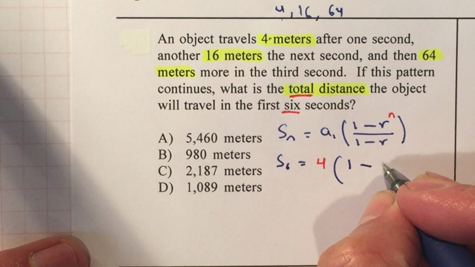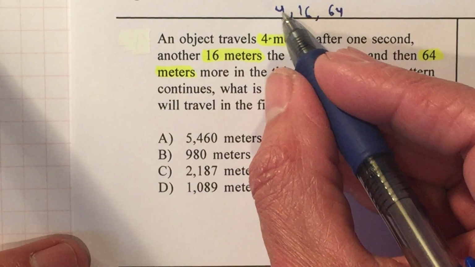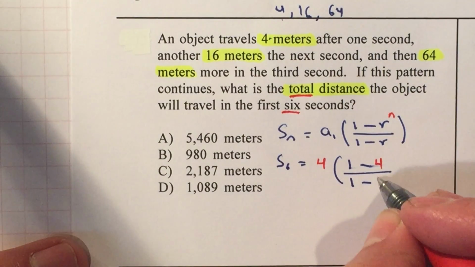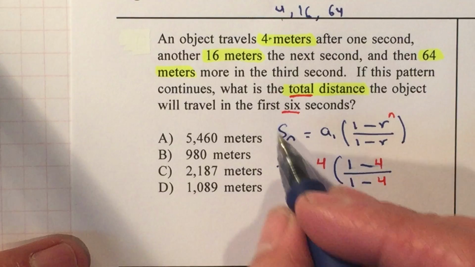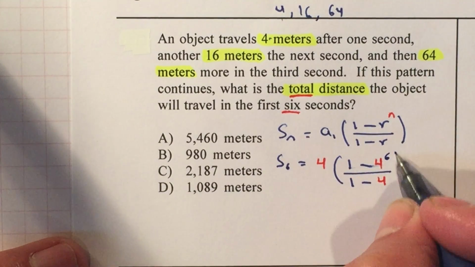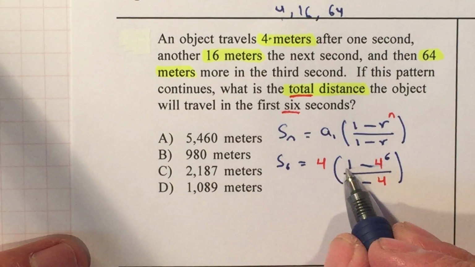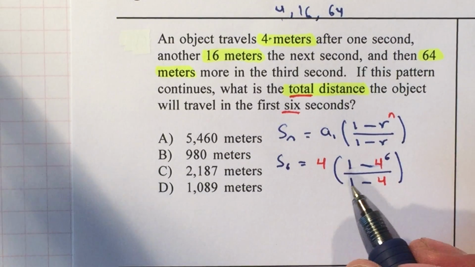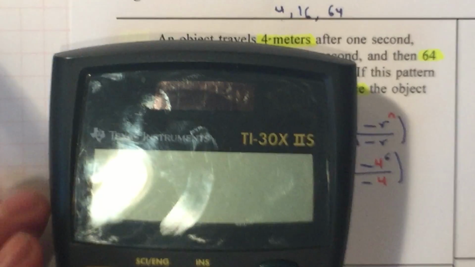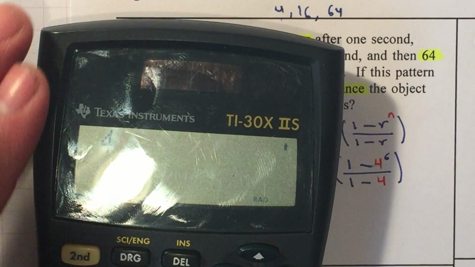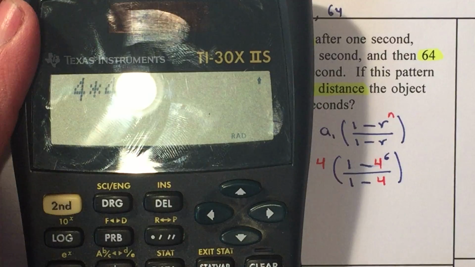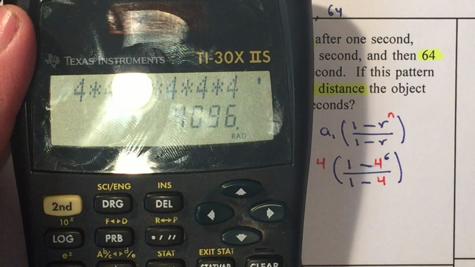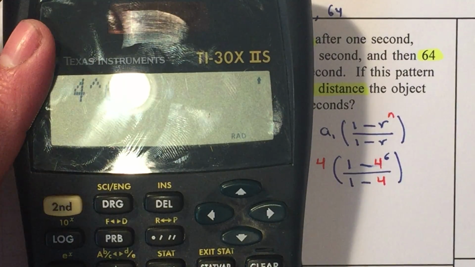1 minus your ratio. Your ratio is what do I need to multiply 4 by to get to 16? Your ratio will be 4. And N, how many numbers are we adding? N will be 6. Now in this case, you'll be able to use a calculator, especially because you're working with 4 to the 6th power. You basically just multiply 4 six times. So it'll be 4 times 4 times 4 times 4 times 4 times 4. Many times I just do 4 to the power of 6.